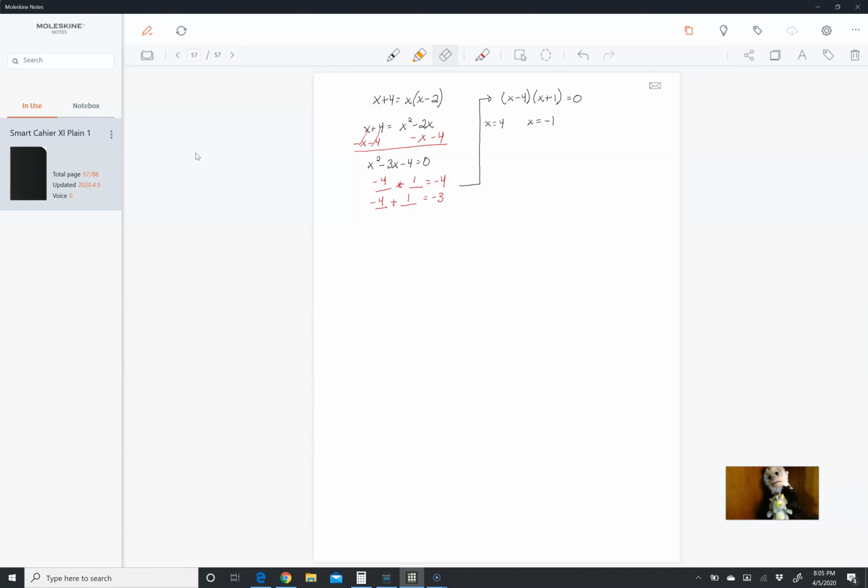So 4 plus 4 is greater than 0. 4 minus 2 is greater than 0. 4 is greater than 0, so x equals 4 is a solution. And -1 minus 2 is less than 0. So this is extraneous. So you only have to show that it doesn't work for one argument, but you have to show it does work for every argument. So that's extraneous.